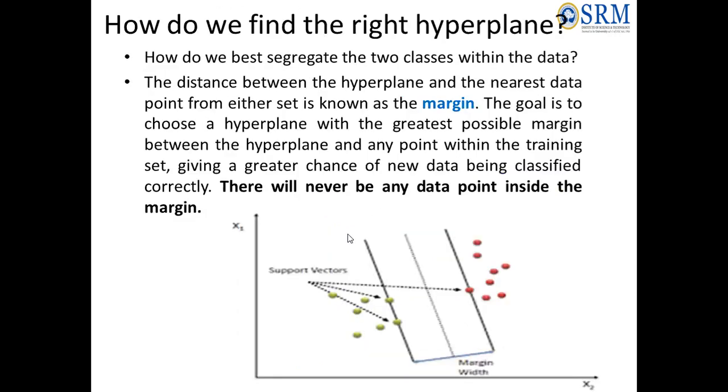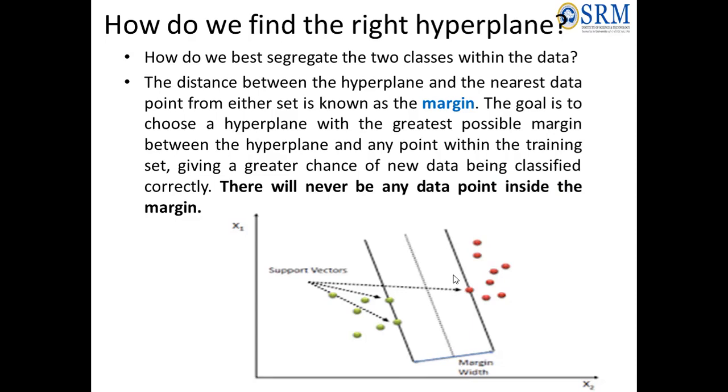And how do we find the right hyperplane? How do we best segregate two classes within the data? Here we have to check the margin width. There should be equal space between the right and left. Let us consider this class 1 and this class 2. There should be equal spaces from the hyperplane to class 1 and class 2. When there are equal spaces, we say that is the right hyperplane.